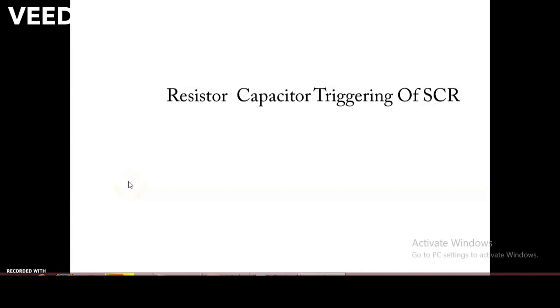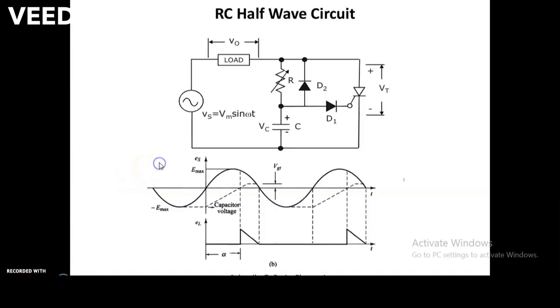Let us see working of resistor capacitor triggering of SCR. In previous video we have seen working of resistor triggering. In resistor triggering, only resistor is used as a triggering device. But disadvantage of resistor triggering is there is chances of accidental triggering of this SCR, as there is no fixed time at which SCR may trigger. So that we have used capacitor here in series with resistor.